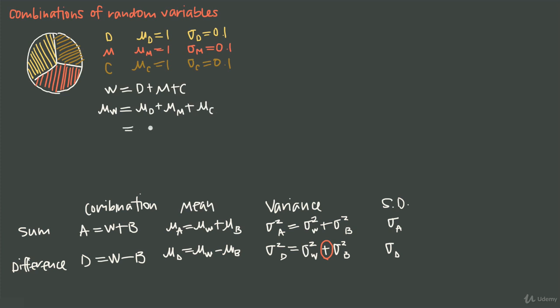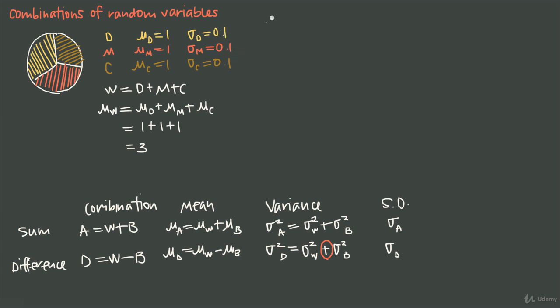And then we can substitute those values and get 1 plus 1 plus 1, or 3. So the mean weight of a full tin is going to be 3 pounds. Now we need to find the standard deviation. But remember, we can't just add the standard deviations together, even though our linear combination is just adding the 3 variables together. Instead, we need to first find the variance of each of these variables individually.